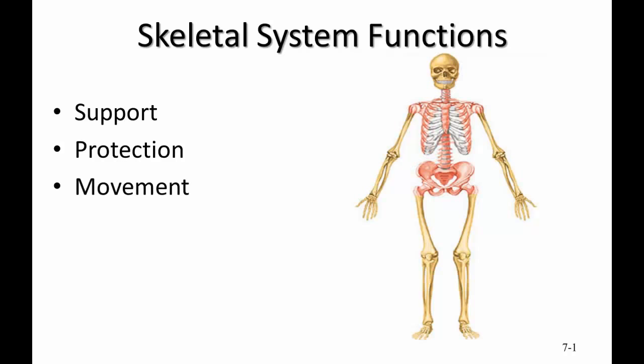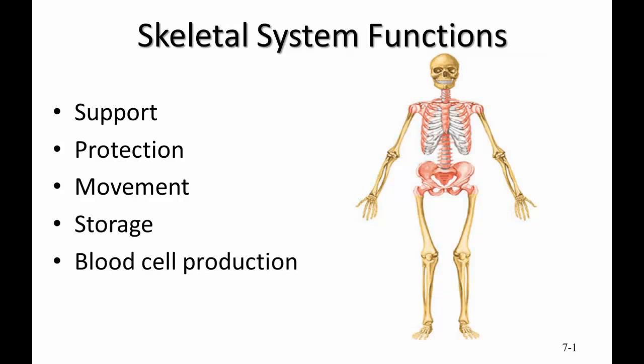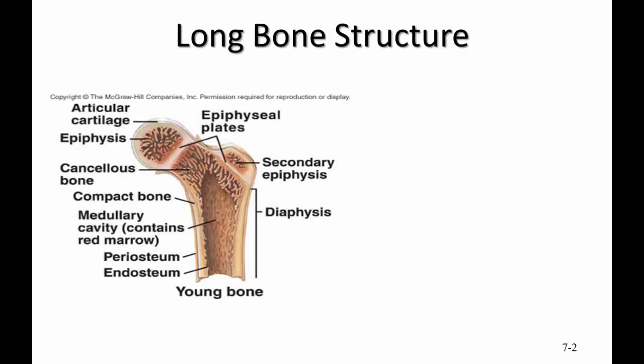Movement, we know that muscles do the moving, but the bones actually provide leverage to make those muscles a lot more effective in their movements. Storage, the bones are one of the main storehouses for calcium. Also in adults, this is where blood cell production takes place. We're going to find blood cell production in the spongy bone, usually in the epiphyses of those bones.